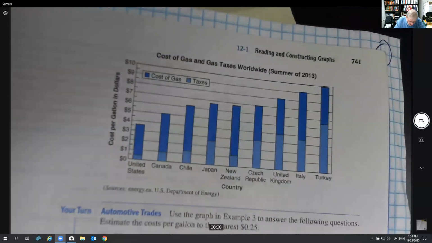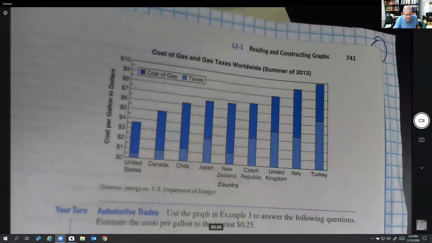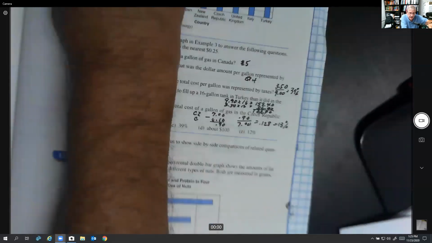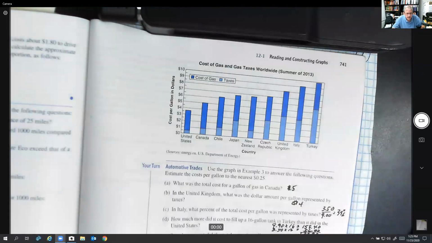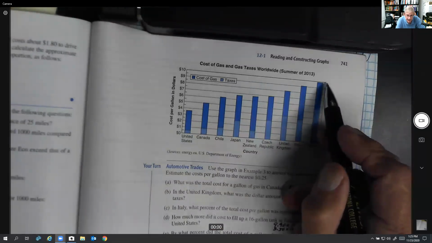Then on number 3, it says, how much did it cost to fill up a 16-gallon tank in Turkey? How much more to fill up a 16-gallon tank in Turkey than it did in the United States? So when I looked at my graph, I'll make this a little bit bigger so you can see. Sorry about that. When I looked at my graph, here we go, in Turkey, I got $9.90. It wasn't quite $10. And again, it's an interpretation. So I said it was $9.90 in Turkey.